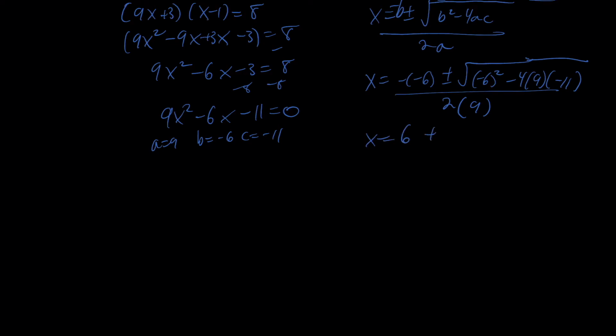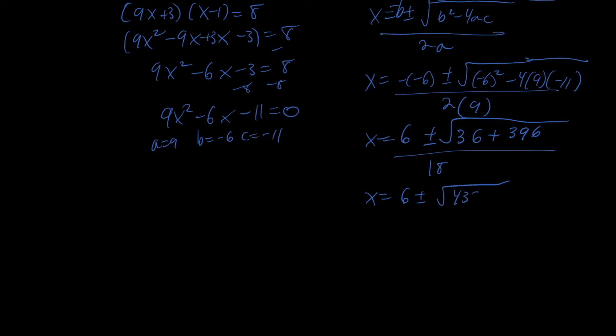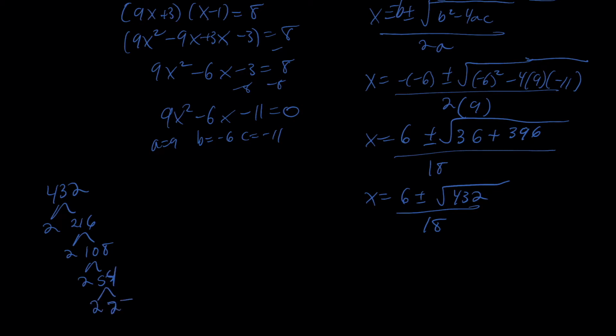So x equals 6 plus or minus the square root of 36 plus 396 all over 18. So x equals 6 plus or minus the square root of 432 all over 18. So I need to simplify 432. Well, that's going to factor into a 2 and a 216, 2 and 108, 2 and 54. That's going to factor into a 2 and a 27, which factors into 3 3s.